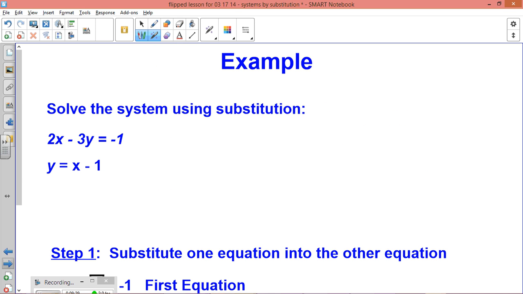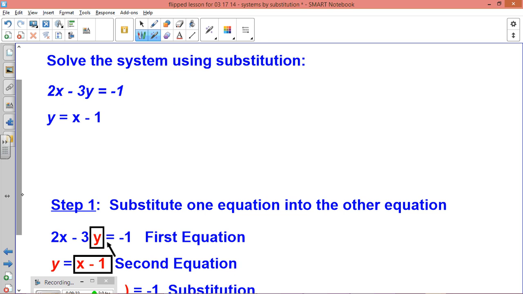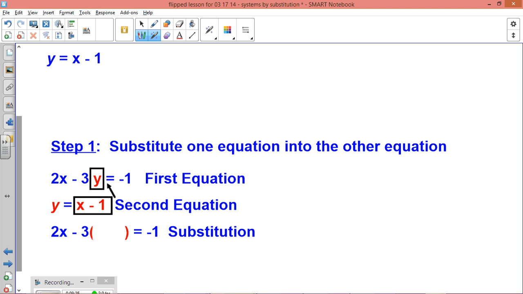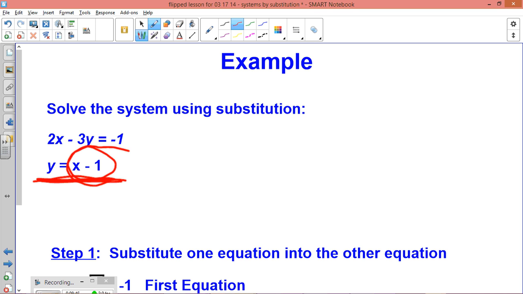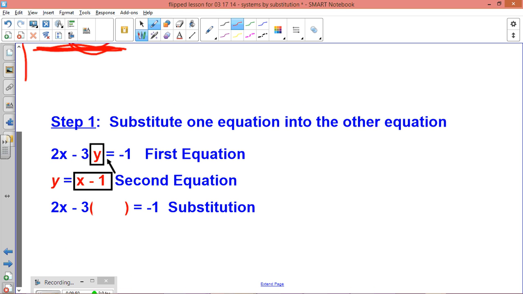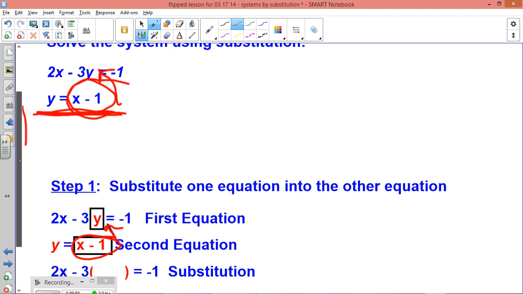So solve the system using substitution. Remember, step 1, I need to first substitute one equation into the other after I get one variable by itself. Notice I have this variable by itself, so I don't really have a lot of choice. I need to substitute this x minus 1 in for the place of y, okay? So when I do that, I plug this x minus 1 into y because that's what y equals, okay?